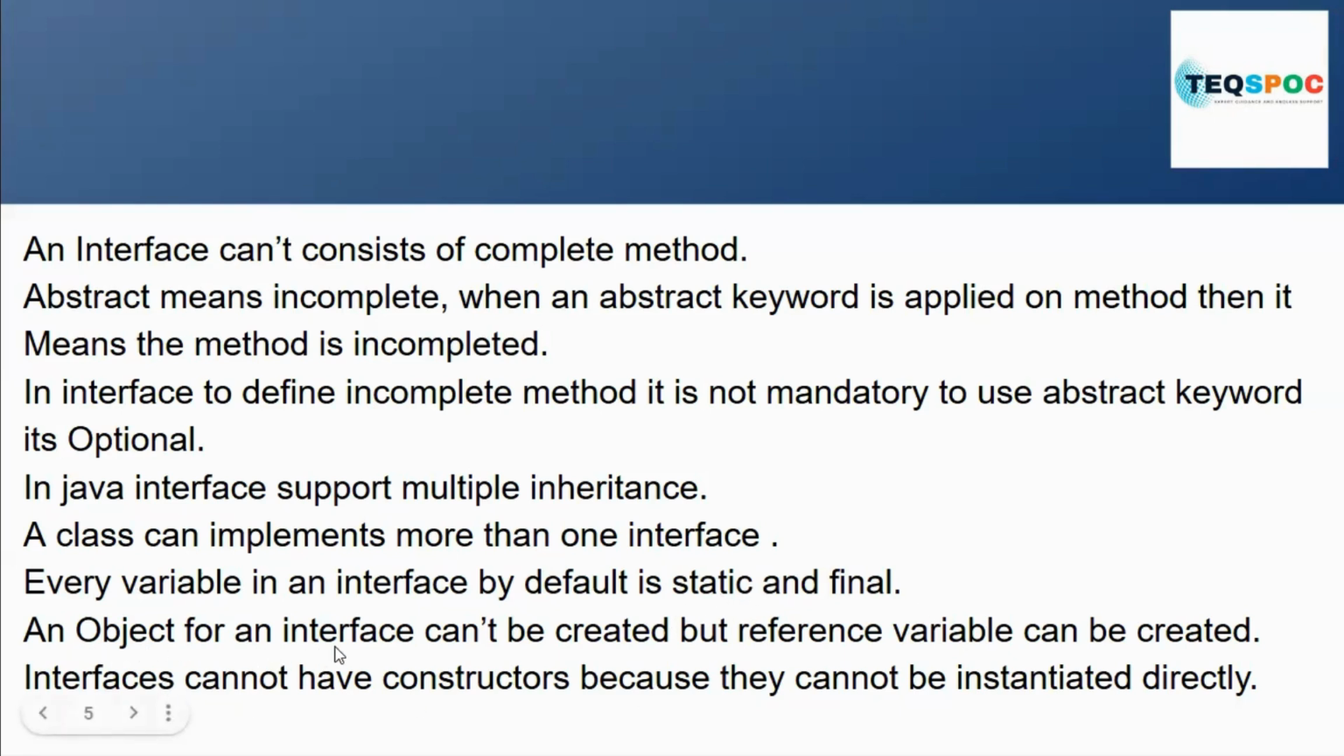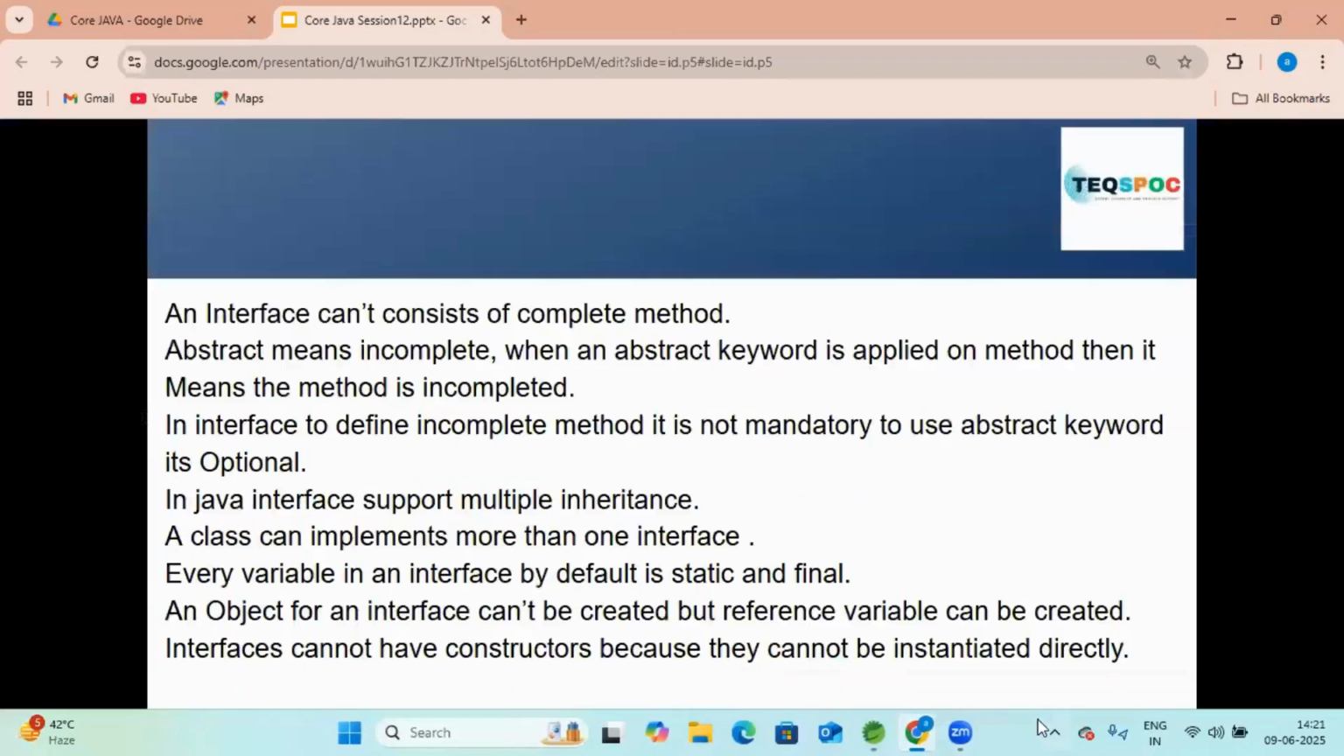An object of an interface cannot be created, but a reference variable can be created. This is the next point. An interface cannot have a constructor because we cannot instantiate them directly. In an interface and a functional interface, there is no constructor because we cannot instantiate them. An object of the interface cannot be created, but a reference variable we can create.